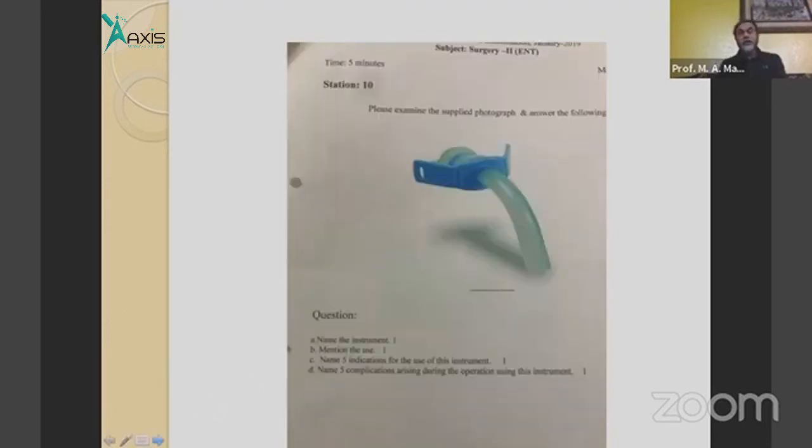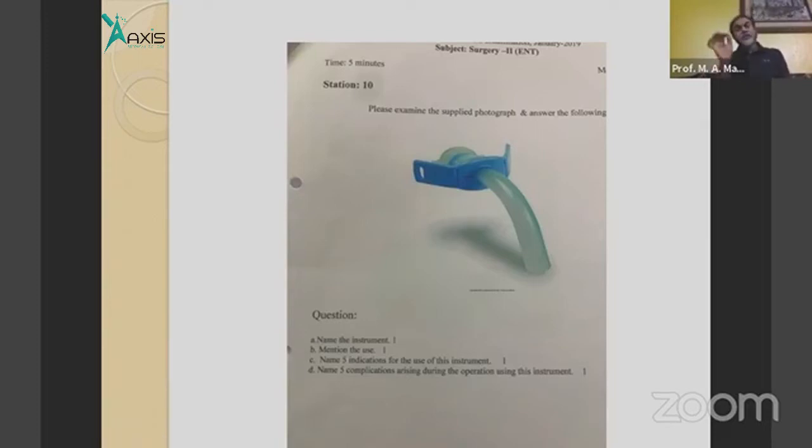So this is another specimen of tracheostomy. Now, name the instrument. This is a non-cuffed plastic tracheostomy tube. Look at this. This is a single tube without any cuff. Previously, it was cuffed with a balloon. What is the use of this cuff actually? There is an important question in the exam: why do you use a cuffed tube?